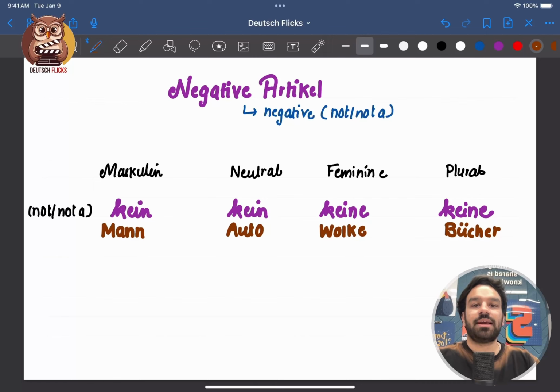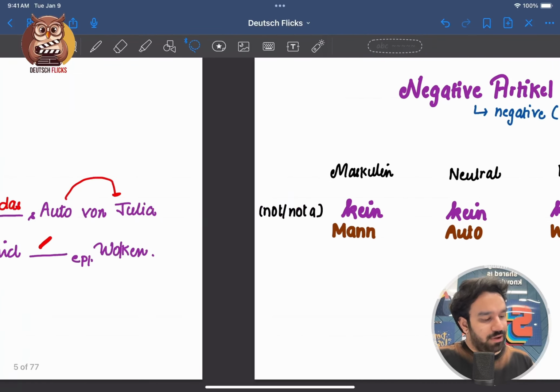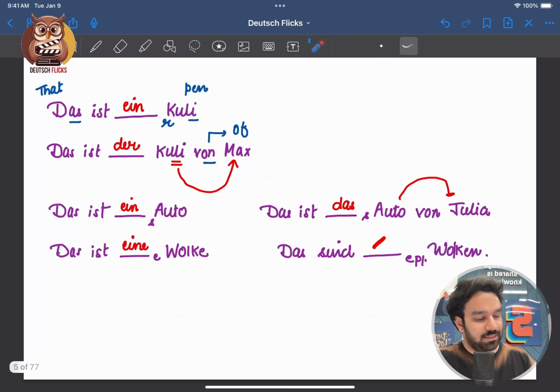Let's take a look at the examples. If I were to negate a sentence like "Das ist ein Kuli", that is a pen, so I'll say that is not a pen. All I have to do is just write K. Das ist kein Kuli. Or for this part, das ist kein Auto. That is not a car.